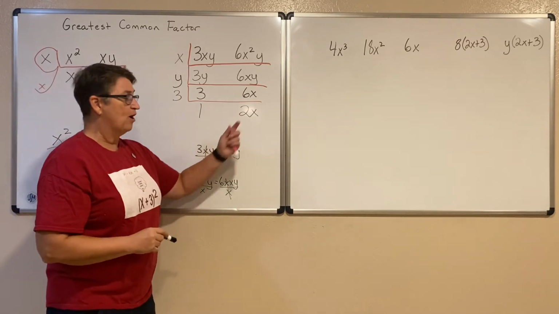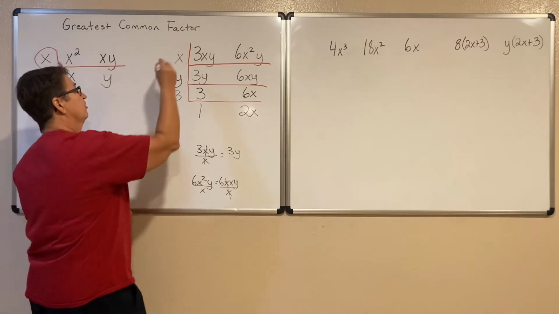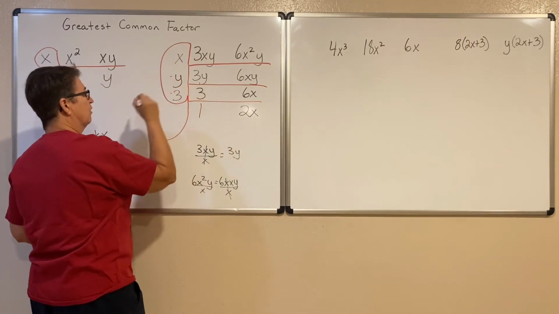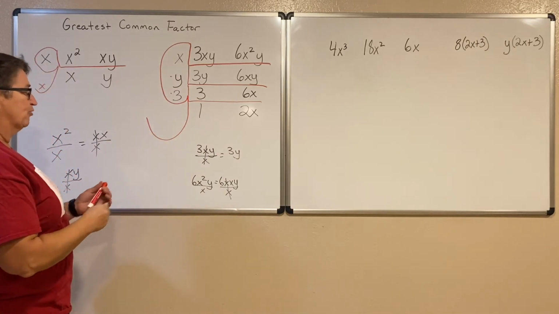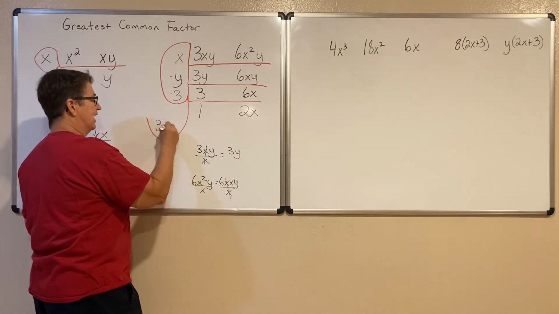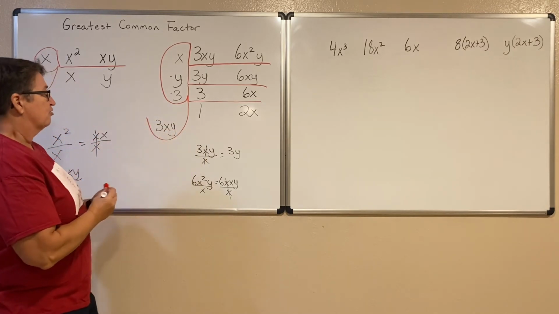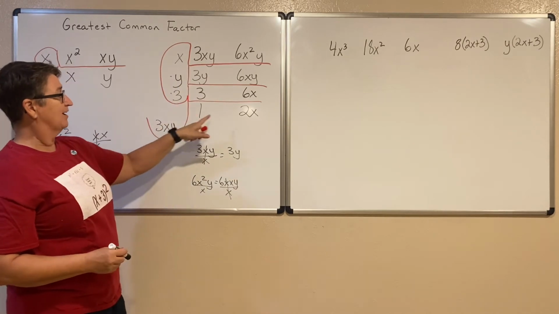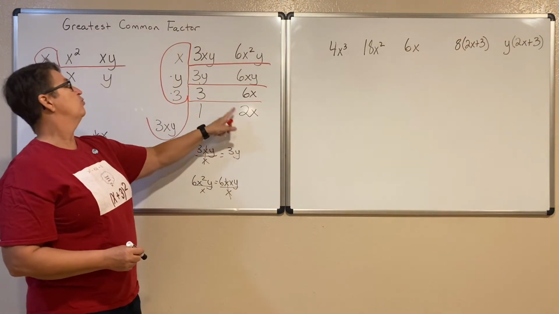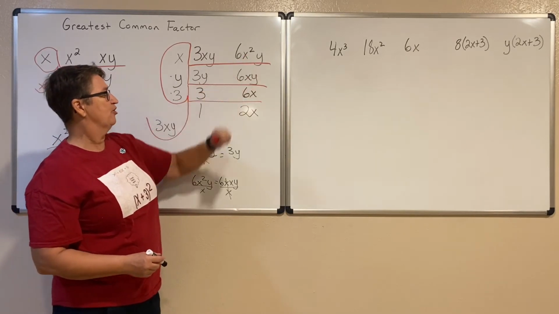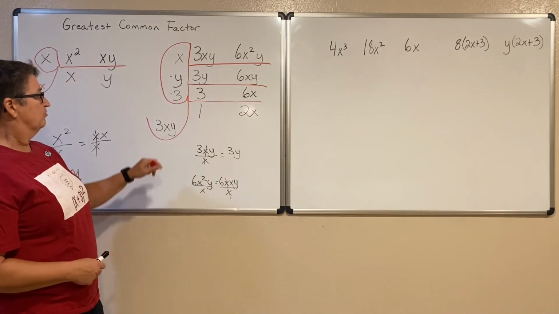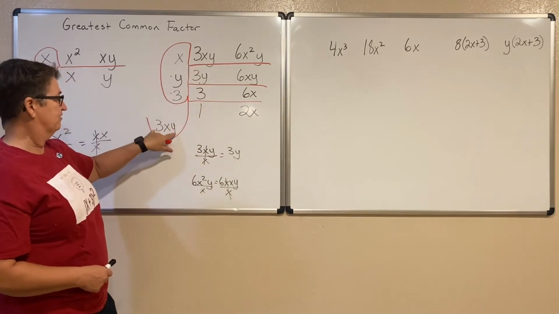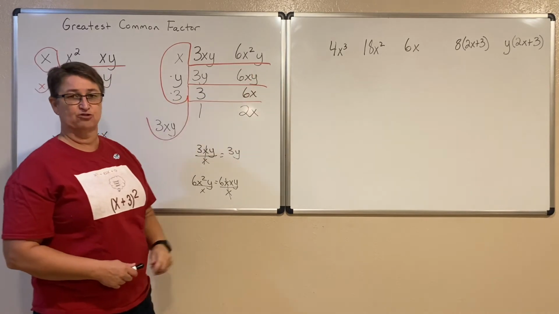Now, there's no other factor that's going to go into both of those. So this is going to be my greatest common factor. I just take and multiply those together. So my greatest common factor is 3xy. 3xy times 1 gives me 3xy. 3xy times 2x would give me 6x squared y. So this is a factor and that is a factor of 3xy, and this is a factor and that is a factor of 6x squared y.